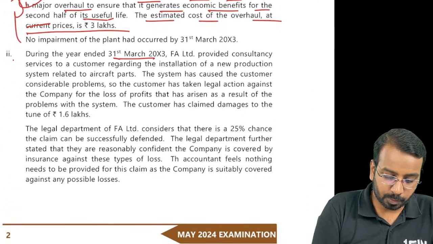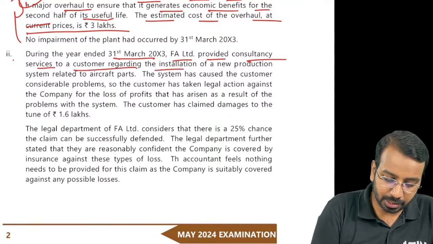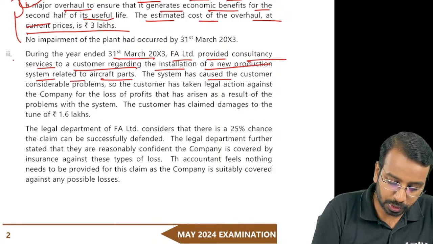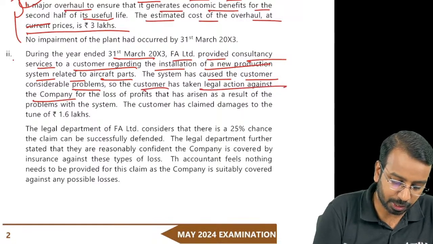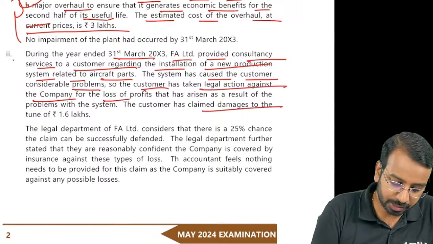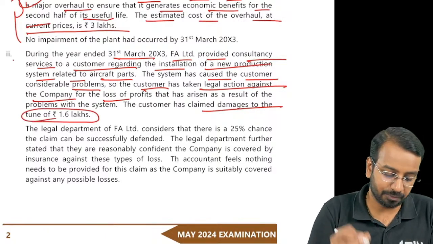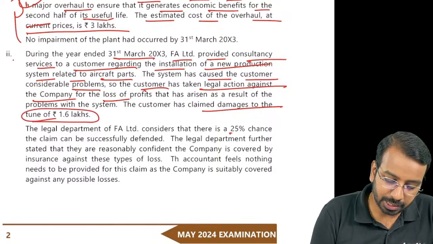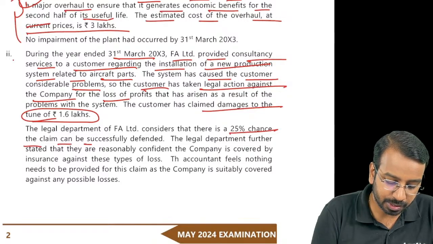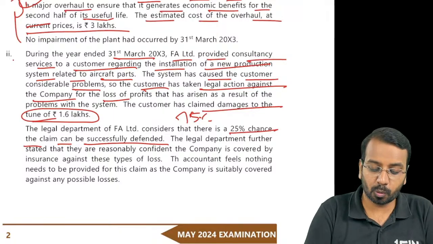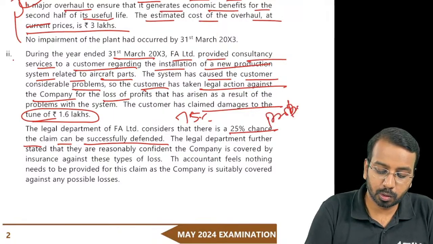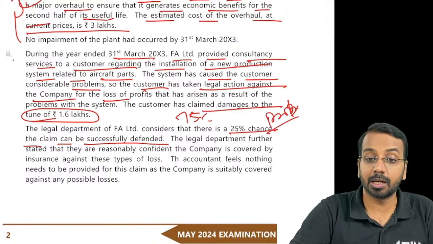During the year ended 31st March, FA Limited provided consultancy services to a customer regarding the installation of a new production system related to aircraft parts. The system has caused the customer considerable problems, so the customer has taken legal action against the company. For the loss of profit, damages claimed are 1.6 lakhs. The legal department considered that there is a 25% chance that the claim can be successfully defended. Means 75% chance that we will lose. So it is probable.